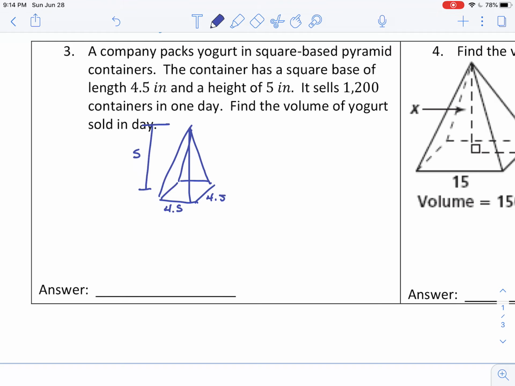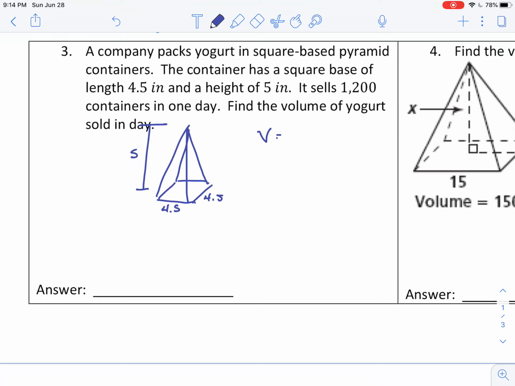So I'm just trying to sketch it so we get an idea of what we're looking at here, because it does want to know about volume. I see find the volume, but I skipped a line because it tells me how many they sell a day. So they sell about 1,200 every day, so I want to know how much is the volume that's sold every day. So I need to find the volume of 1, so I'm just going to put, this is the volume of one of them.